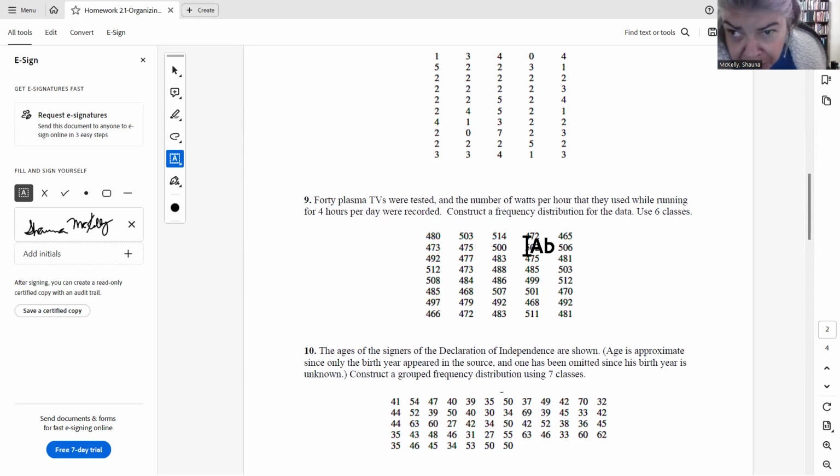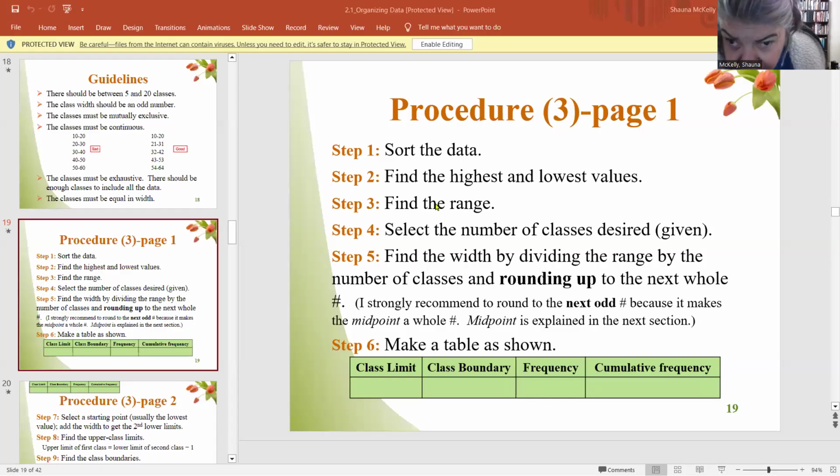Now, the first thing you're going to want to do when you create a grouped frequency distribution, I'm going to come back to my slides. It says sort the data. Now, in this section, you can do this by hand if you want, but it's very time consuming. I'm going to do it on the calculator. You do have calculator instructions on Canvas for your data entry. So I'm going to go through that in this example for you here.